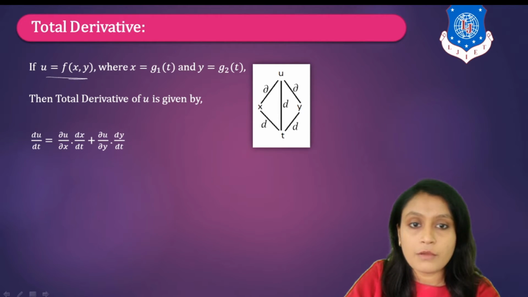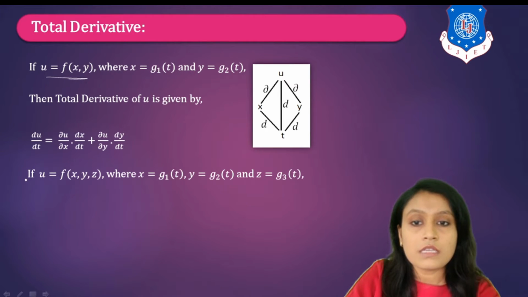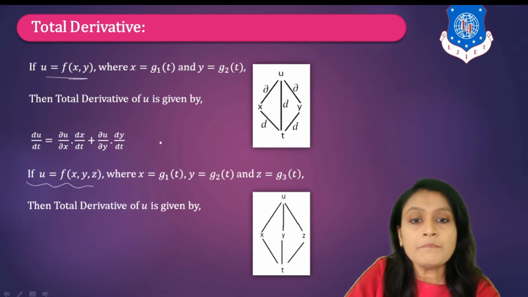So the formula to find du by dt is what? Firstly we will go from u to x and then x to t. So what will you get? Del u by del x into dx by dt plus, now u to y and y to t, so we will write del u by del y into dy by dt. Correct? Now suppose u is a function of x, y, z, and x, y and z are functions of t.